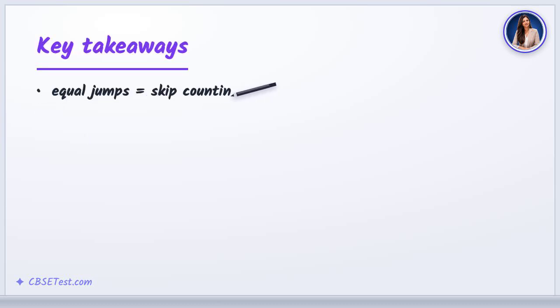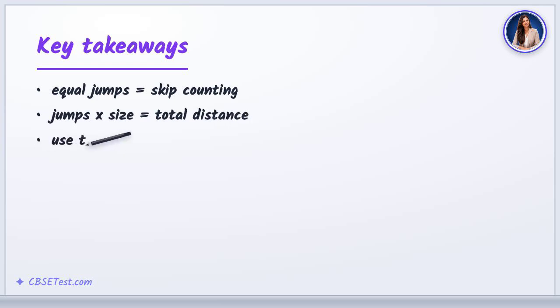To recap, equal jumps are skip counting. Multiply the number of jumps by their size for the total, and the number line helps compare distances.